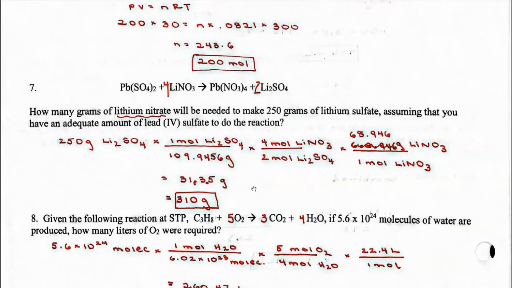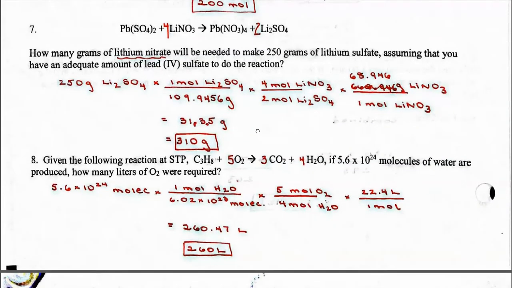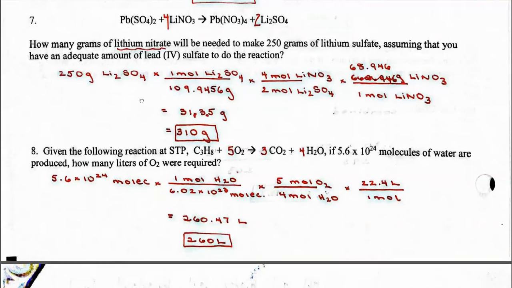Okay. In number 7, you need to be careful because it's not balanced. Make sure you balance it. I balance it by putting a 4 here, so you have 4 NO3s, and I put a 2 here, so you have 4 Lis and 2 SO4s. So now I'm balanced. Now, use the mole map that I gave you on your cheat sheet. In that, you can go from grams of one thing to moles of it, then to moles of a new thing, and then into grams. So just follow the chart.